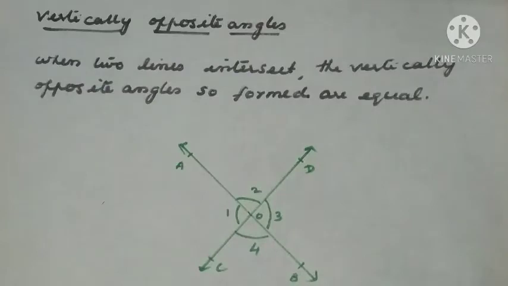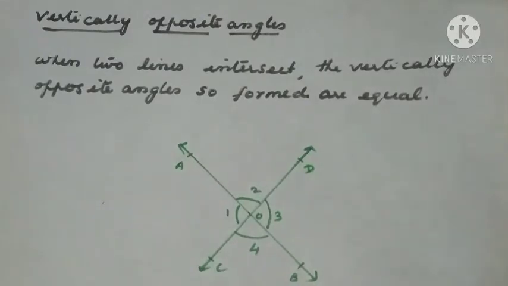How can we understand the meaning of opposite angles? See, if we are taking angle 1 and 2, what is the meaning of that? Angle 1 and 2 are adjacent angles. Again, 2 and 3 are also adjacent angles for us. 3 and 4 are also adjacent angles, and also angle 1 and angle 4.